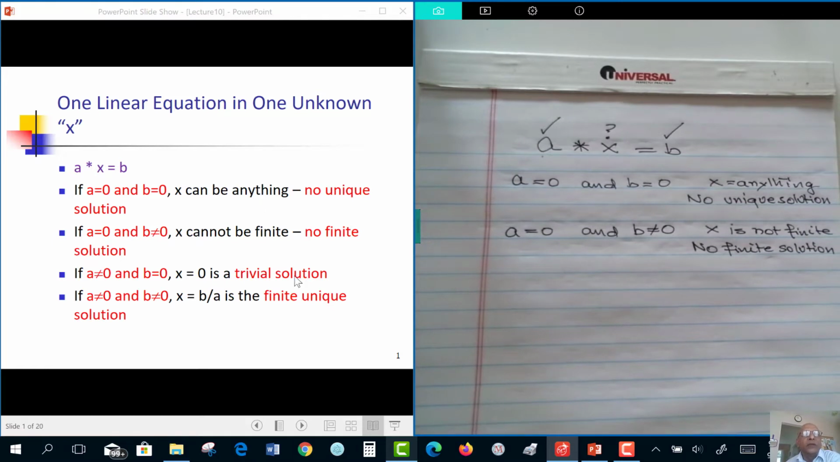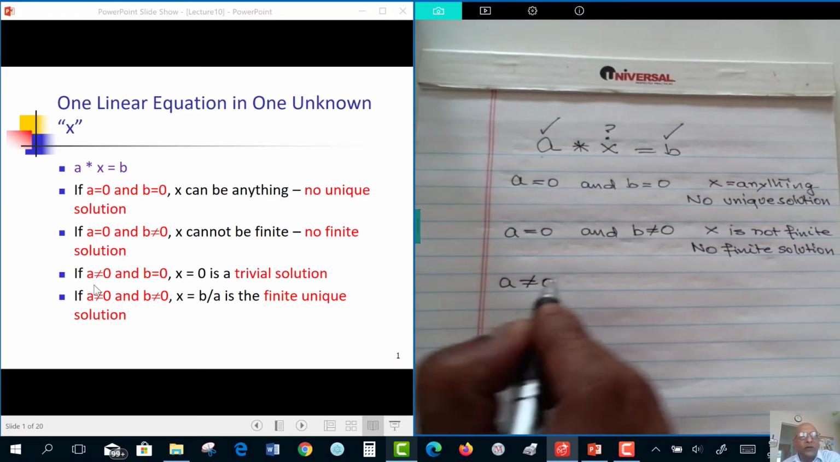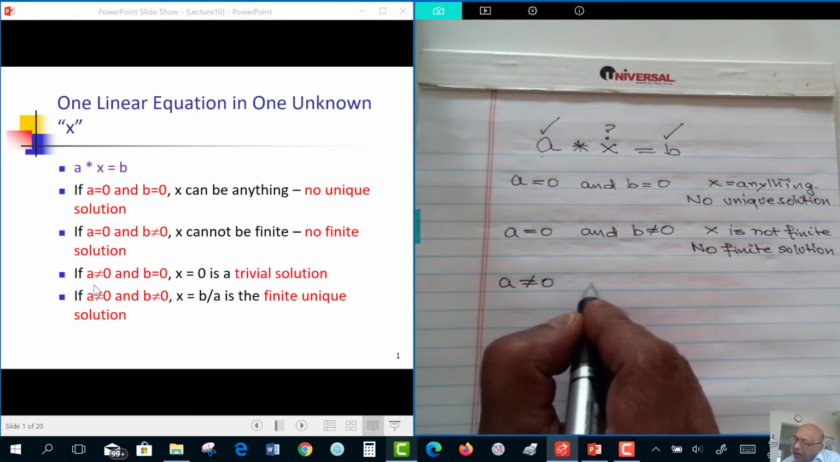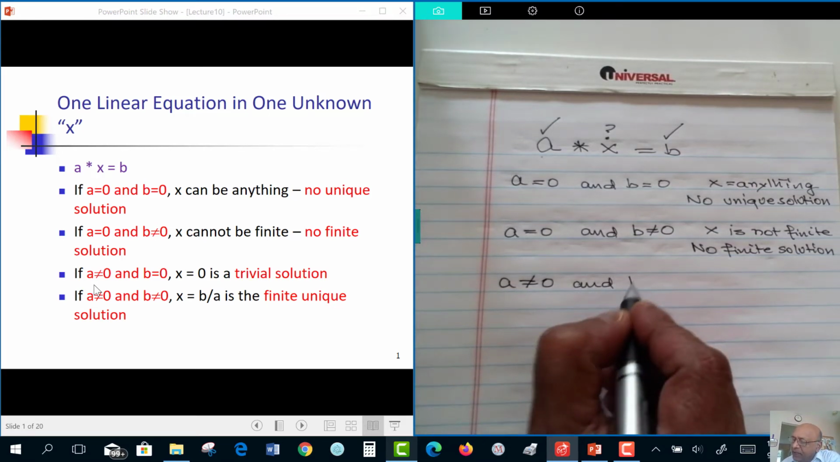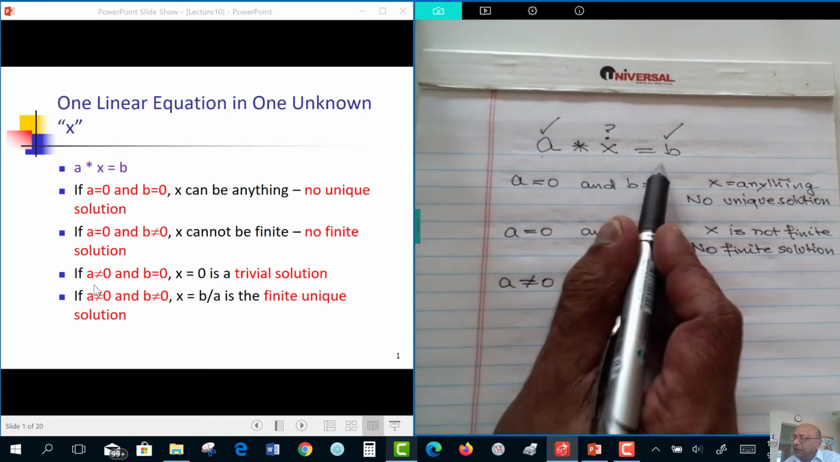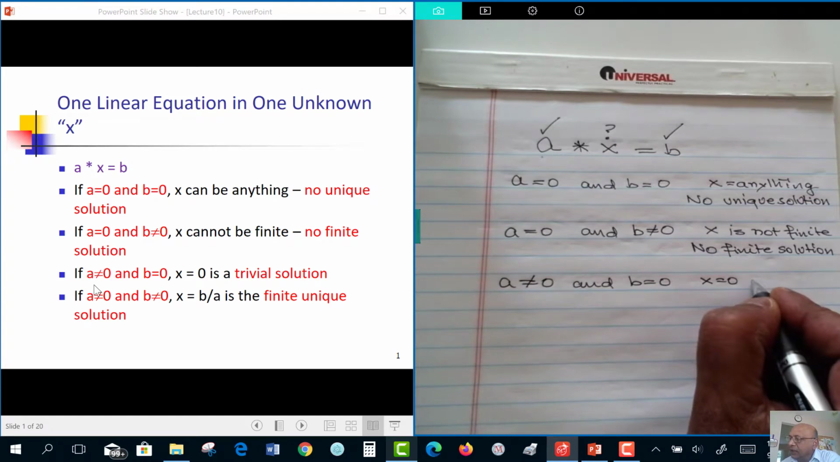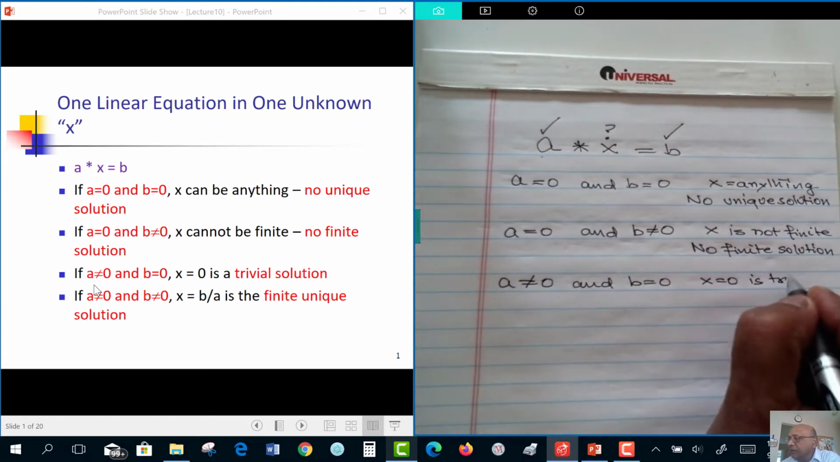Okay, so we have no finite solution. These two cases are not very interesting. Let's consider the third case. A is not 0 and B is 0. Well, if A is not 0 and B is 0, X must be 0. So X equal to 0 is a trivial solution.